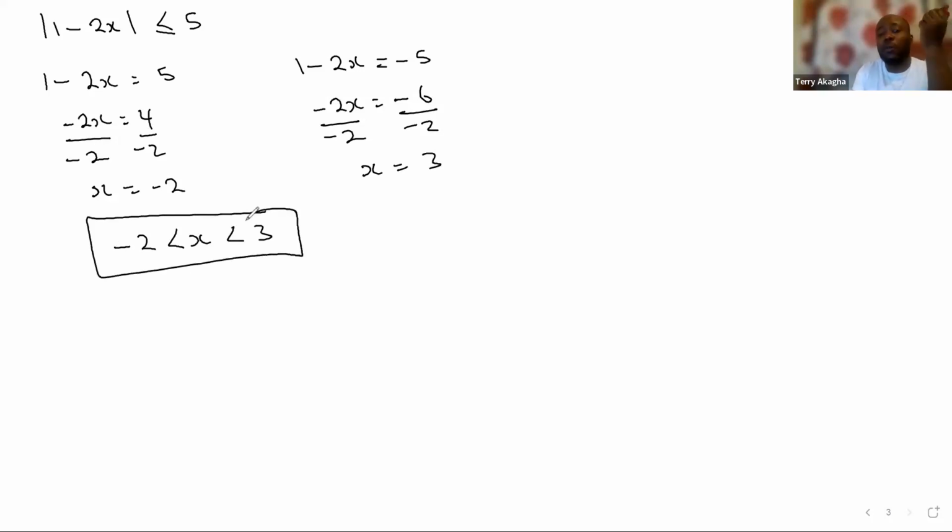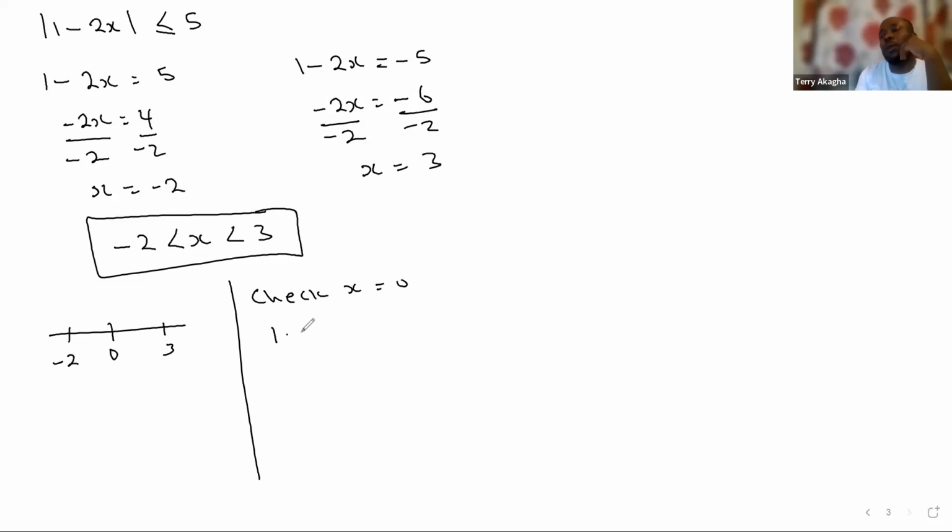But you don't stop there. You want to check, okay? Or you draw the number line first. So if you want to draw the number line, it's going to be 0. This is 3. And this is -2. So to check if 0 is part, you can check that. So check x is equal to 0. You put it there. It's going to be 1 minus 2 into bracket 0, the absolute value, is less than or equal to 5.